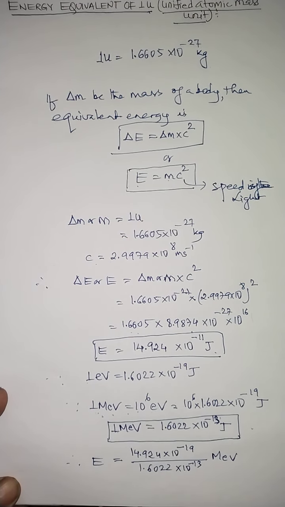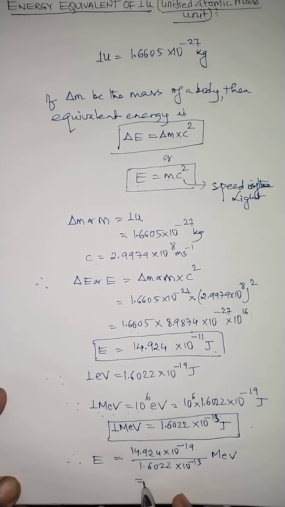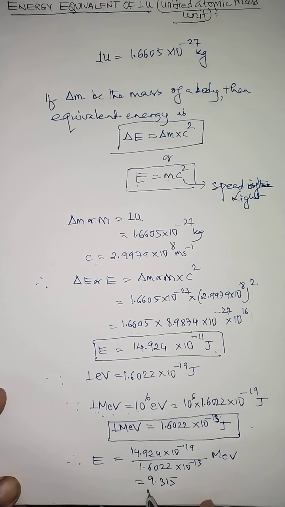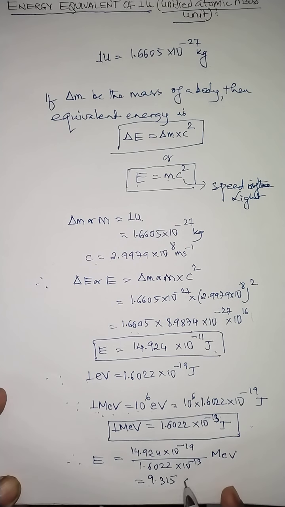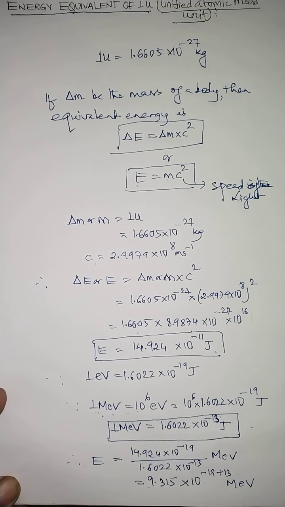Now with the help of a calculator, if you divide 14.924 by 1.6022, you get approximately 9.315 in 3 decimal places. 9.315 into 10 power minus 19. Now minus 13 if I take in the numerator, it becomes plus 13, and this will be mega electron volt. So let me just continue with the calculation. The energy which we are calculating is 9.315 into 10 power. Now minus 19 plus 13 means how much?